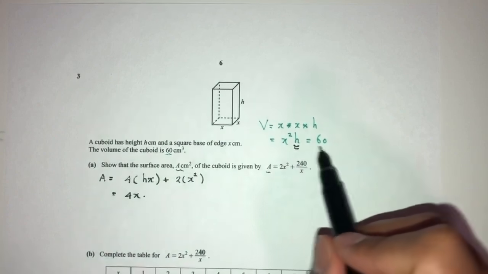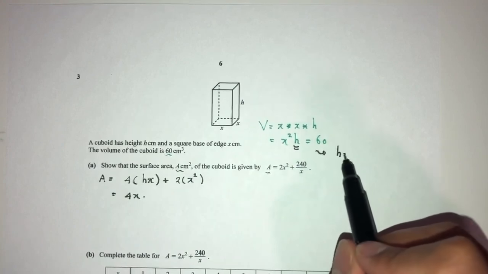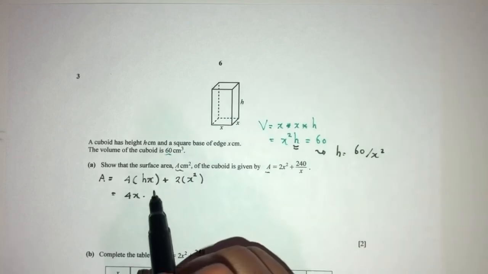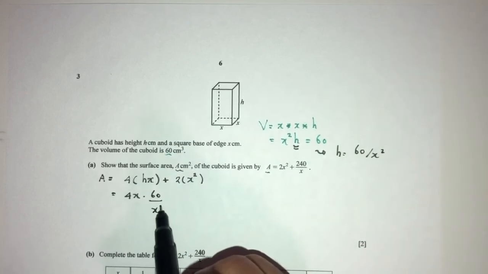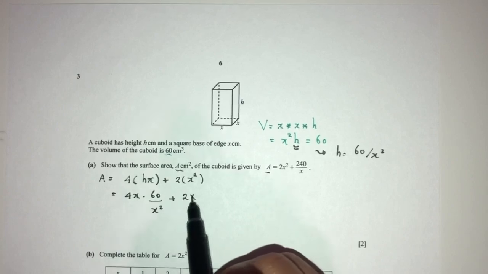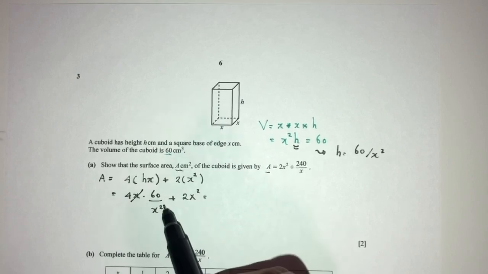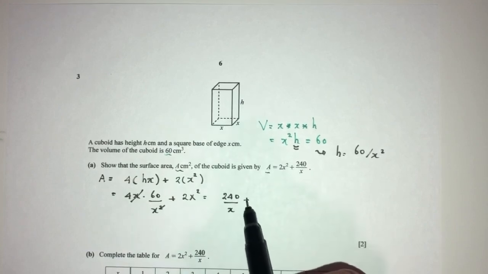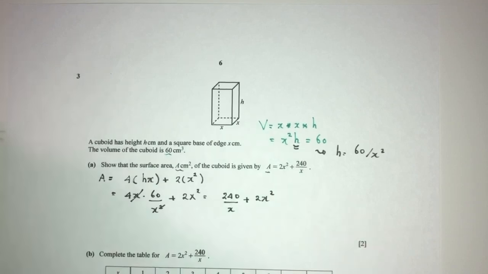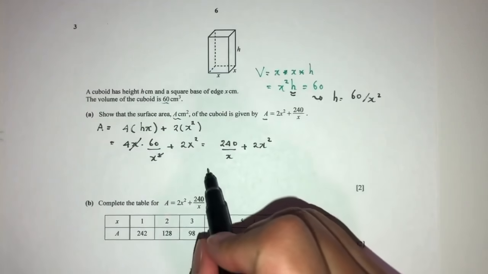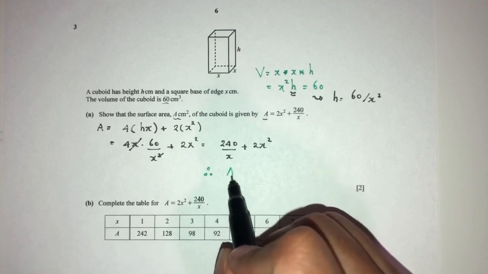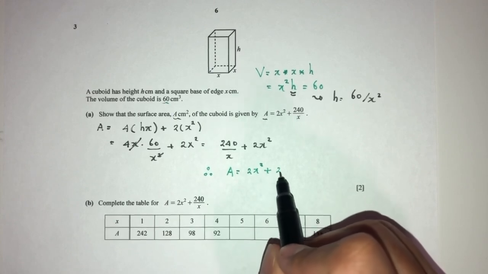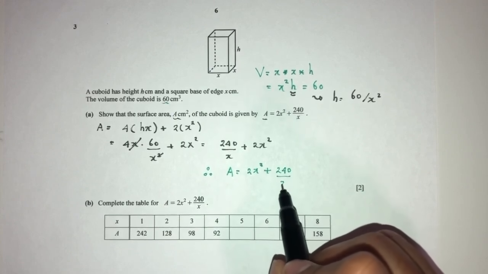Now what is h? We can make h the subject here, so h will be 60 divided by x squared, right? Makes sense? That will be 60 divided by x squared plus 2x squared. Simplify. This and this will cancel out. You will have 240 over x plus 2x squared. Now let's simplify. That will be 2x squared plus 240 divided by x.